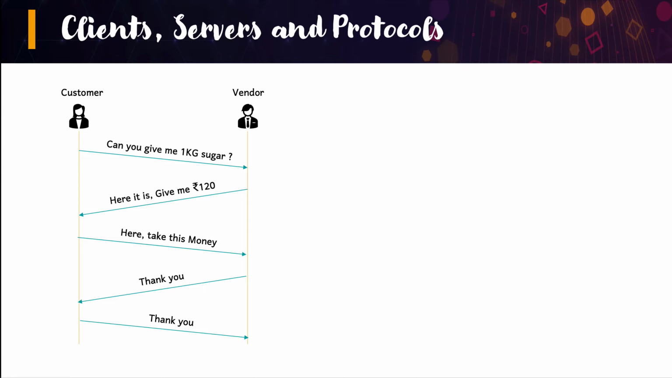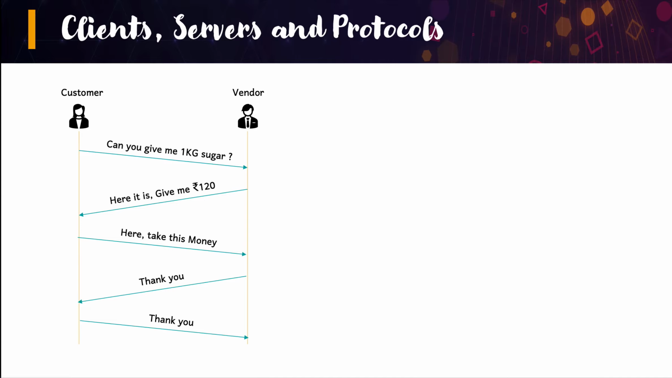So in those cases, the vendor, the medical shop owner in this example, will also ask you, give me your prescription. That is a means of authorizing you for purchasing that medicine. So there are some additional steps. It's not just give me the medicine and I'll pay the money. Sometimes it is also authorizing whether you are qualified for purchasing that medicine. Very similar conversations happen between computers across a computer network.